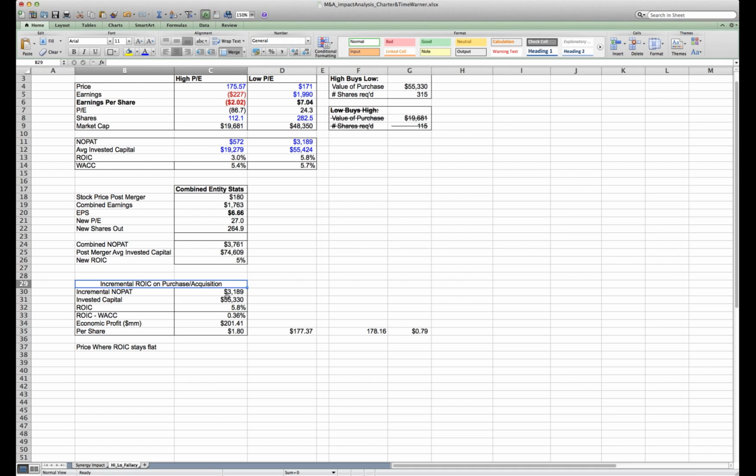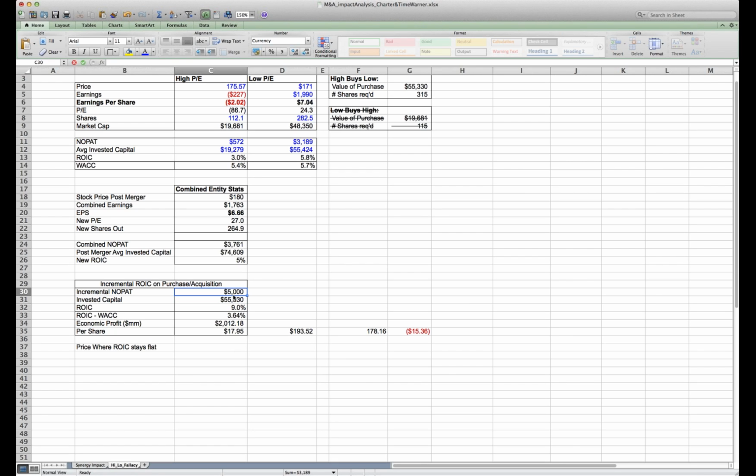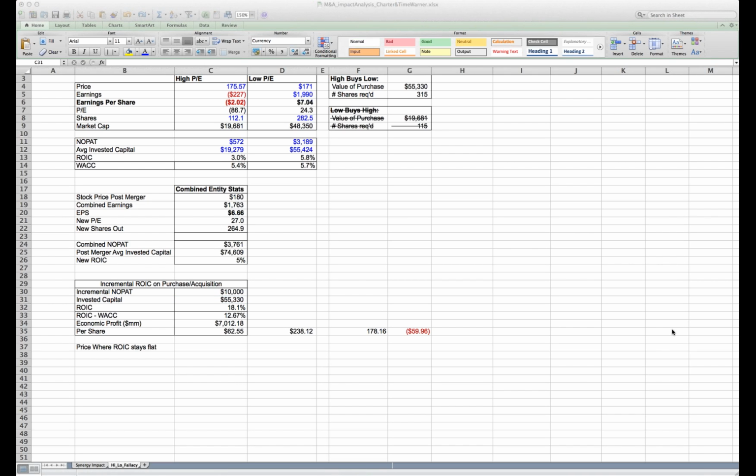So the definition of a successful acquisition is where your incremental after-tax profit is high relative to the amount of capital you're investing. Again, this $55.33 billion is how much they're paying. So this NOPAT number, you want to be as high as possible. You want to get as much cash flow back for as little capital invested as possible. That's the way that most clients review money managers. They don't care how much money you make them. They care how much money you make relative to how much capital they've given you. That's the key.